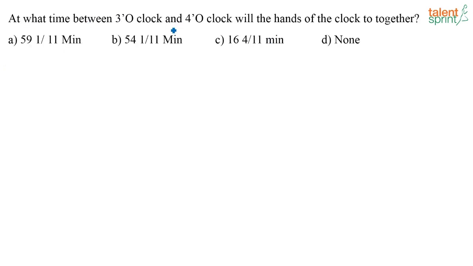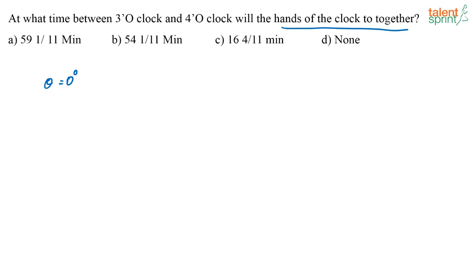At what time between 3 o'clock and 4 o'clock will the hands of the clock be together? So what are they asking here? They are asking when will the hands of the clock be together between 3 o'clock and 4 o'clock. Together means the angle between the hands of the clock is nothing but 0 degrees. Hands of the clock are together means the angle between the hands of the clock is 0 degrees.